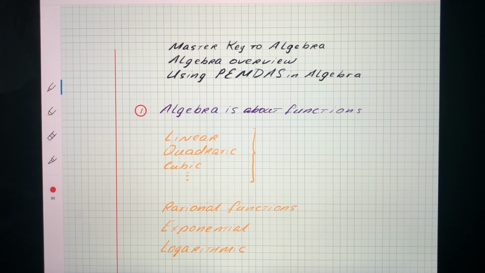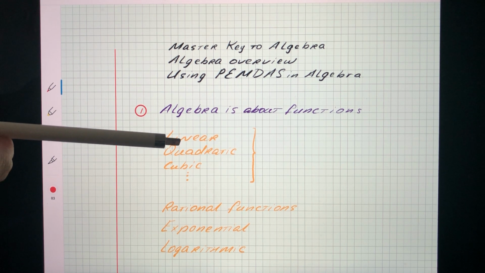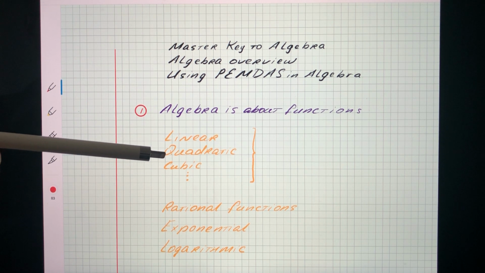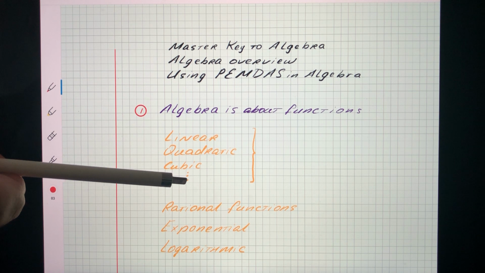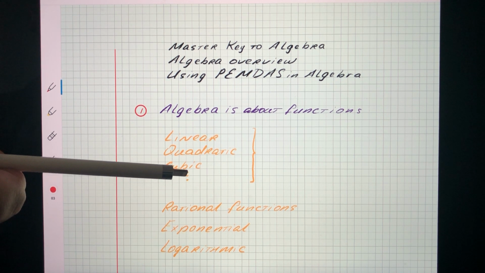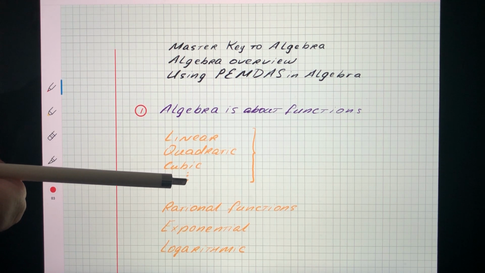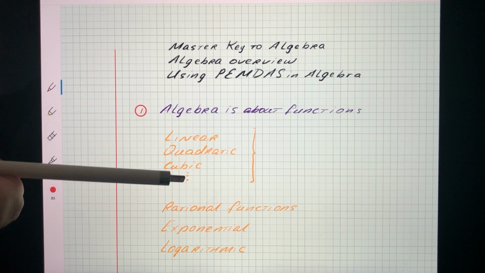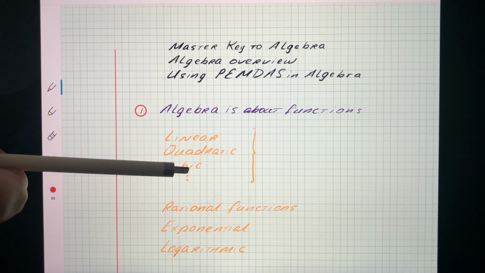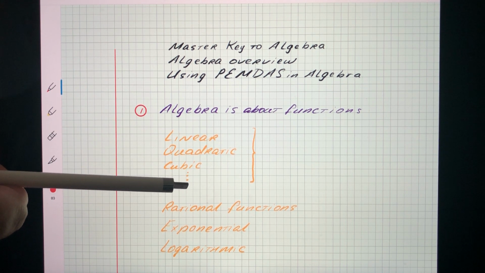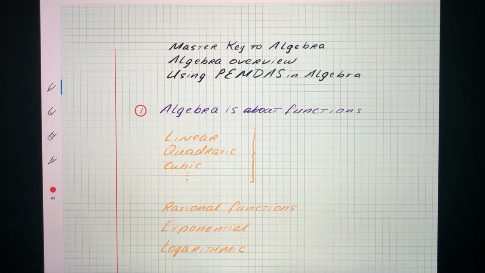Algebra is about functions, and in algebra we will begin with working with linear functions, then come quadratic, then cubic, then fourth degree, and the dot dot dot means that we can have fourth, fifth, whatever, 10th degree, any degree that is more than 3. And all of these examples are called polynomials. So these are all polynomials.